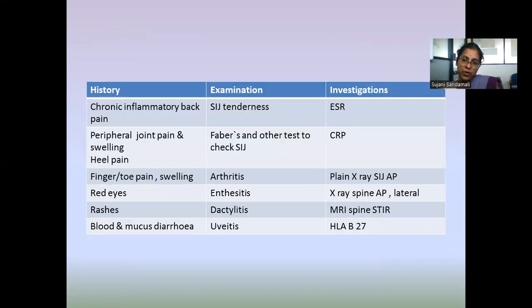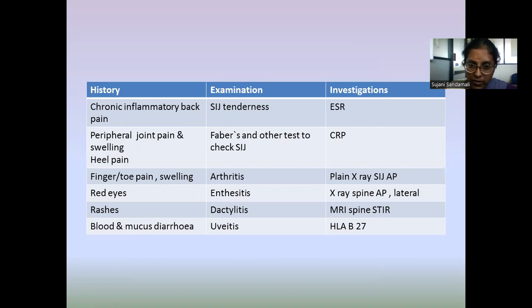When it comes to history, examination and investigations, in the history you have to specifically ask about the chronic inflammatory nature of back pain, then peripheral joint arthritis features, joint swelling, pain, heel pain, and then finger and toe pain and swelling suggesting dactylitis, red eyes, blurred vision, lacrimation, and visual disturbances, then rashes suggestive of psoriasis, and blood and mucus diarrhea suggesting IBD.